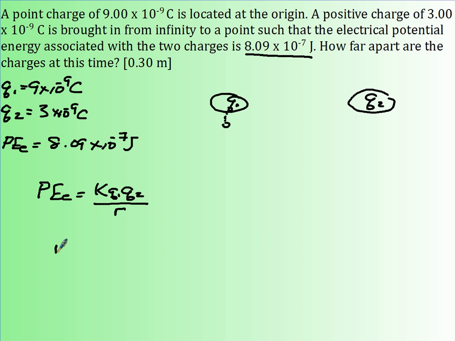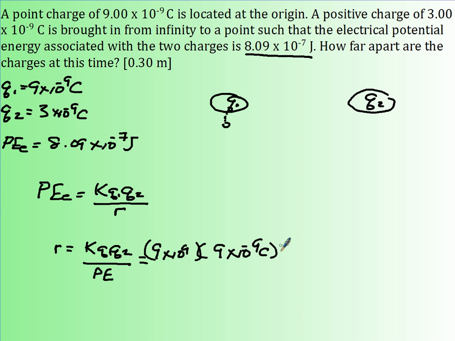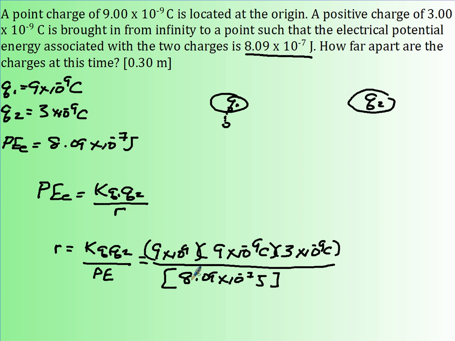Let's solve this. R is K Q1 Q2 divided by the potential energy. Now let's plug this in. K is 9 times 10 to the 9th. Q1 is 9 times 10 to the negative 9 coulombs. Q2 is 3 times 10 to the negative 9 coulombs. And the potential energy is 8.09 times 10 to the negative 7 joules. All right, multiply the numerator, then divide by the denominator, and you get 0.30 meters.